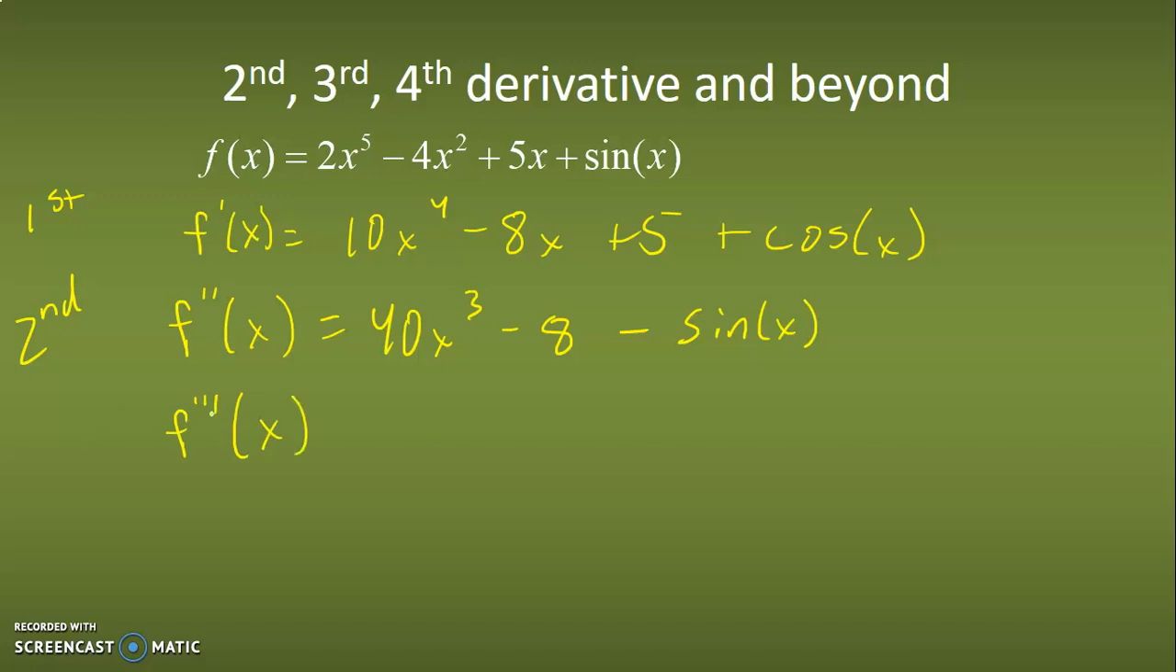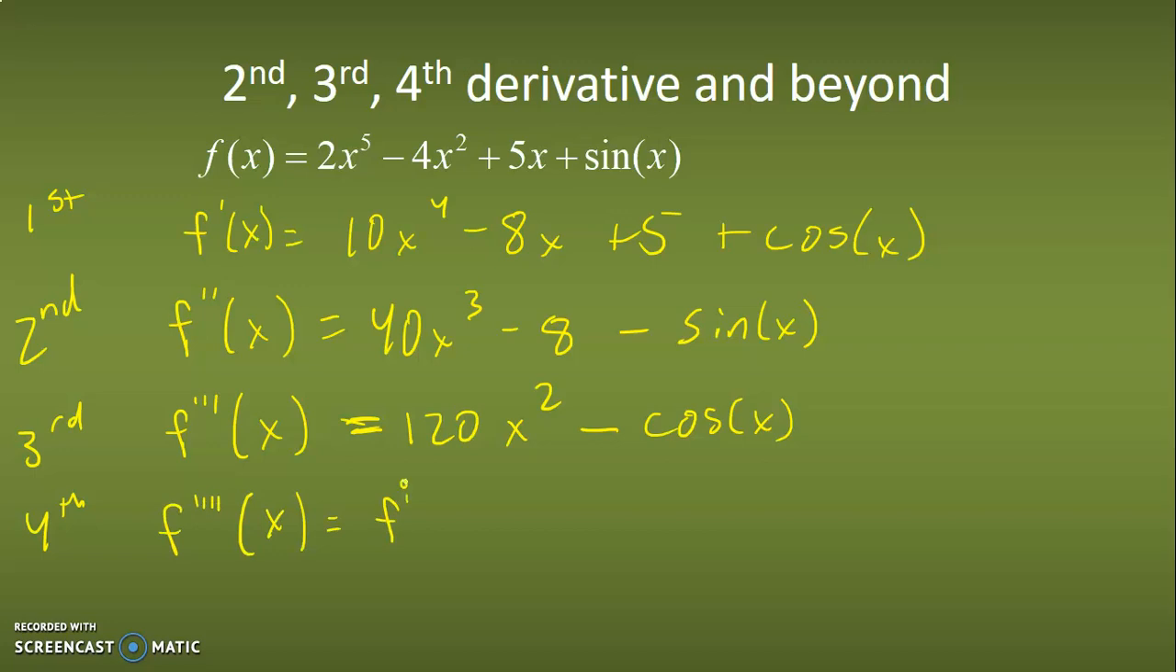The third derivative, I put 3 dashes, would be 120x squared. Now this one goes away. Minus cosine. I don't change the sign when I start with sine. So that was my third derivative. Fourth derivative, you put 4 dashes, or sometimes you'll see it with Roman numerals, or even a little 4. So the fourth derivative in this case would be 240x plus sine of x.